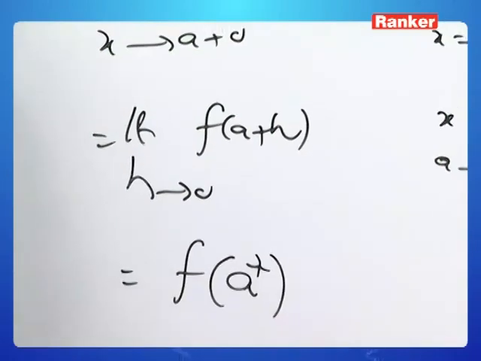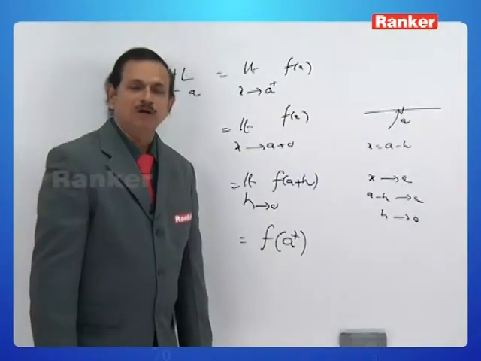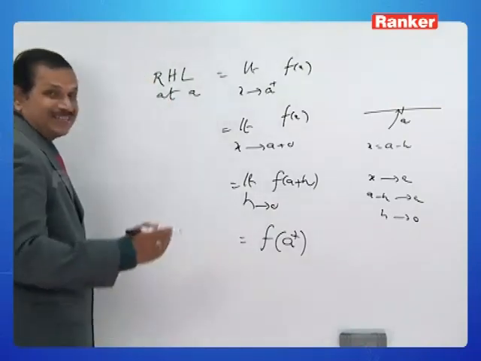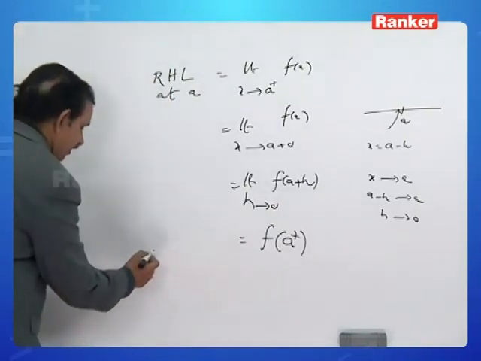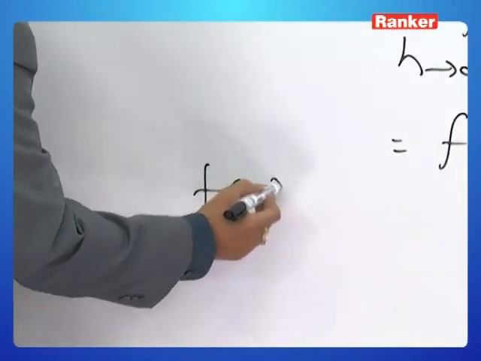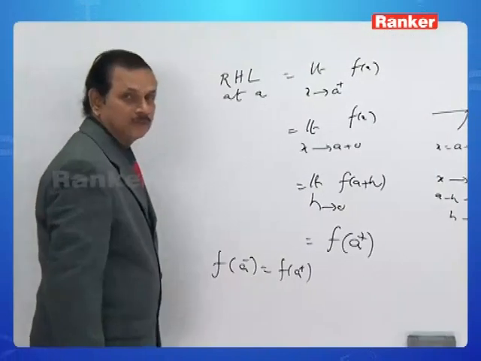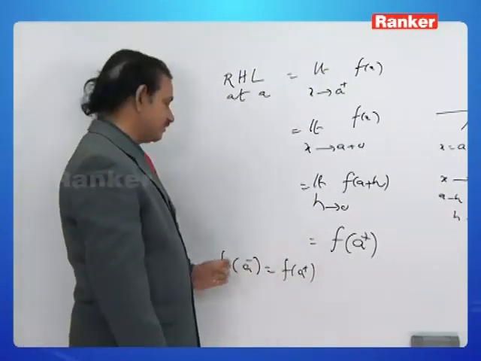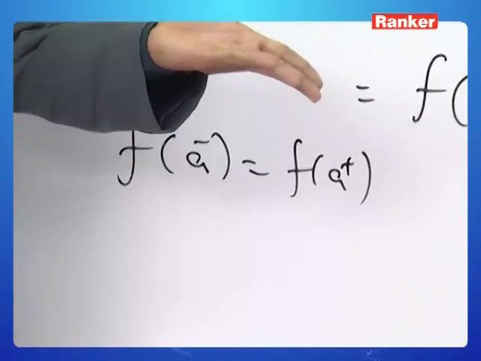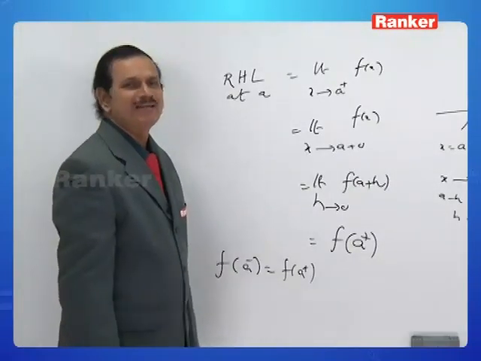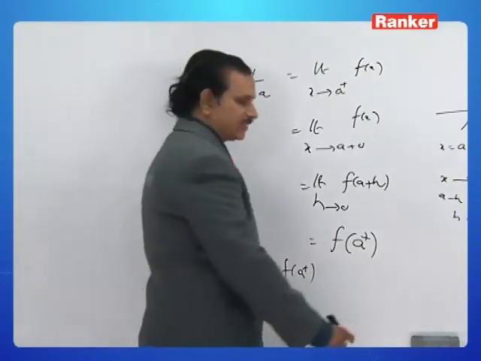Automatically, for a function, both left hand limit and right hand limit must be equal to say that the limit exists. That is, f of A from left is equal to f of A from right. Then only we say that the limit of f of x as x tends to A exists, or otherwise simply not.